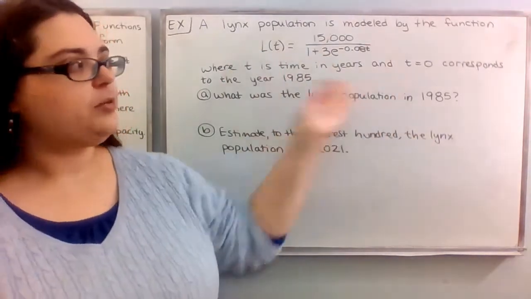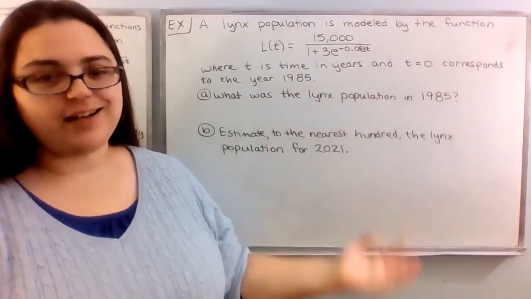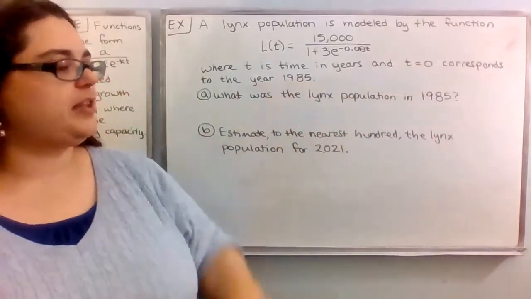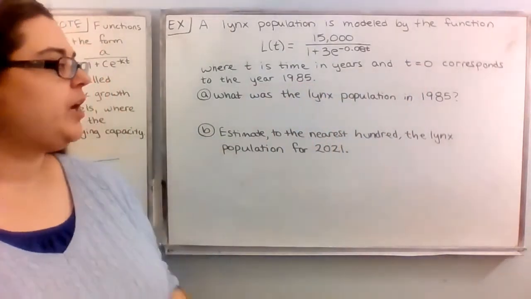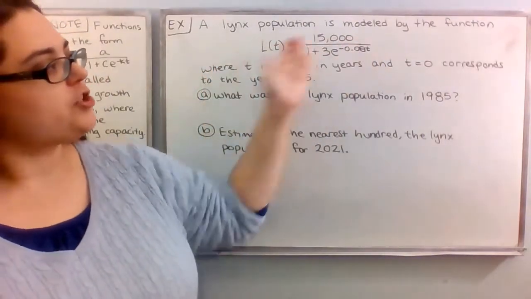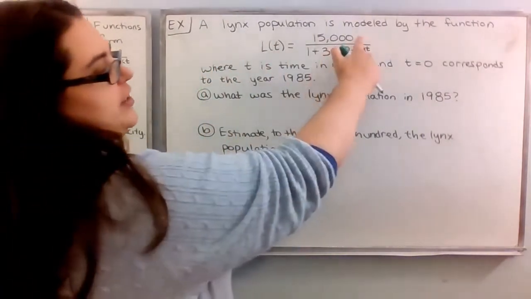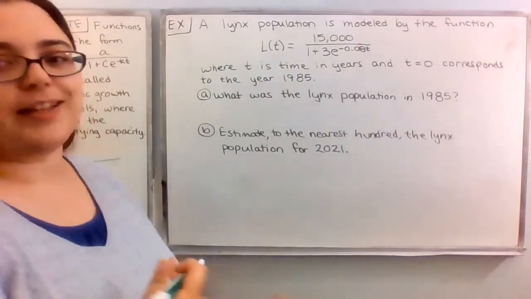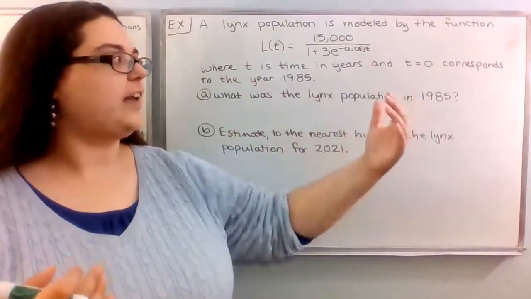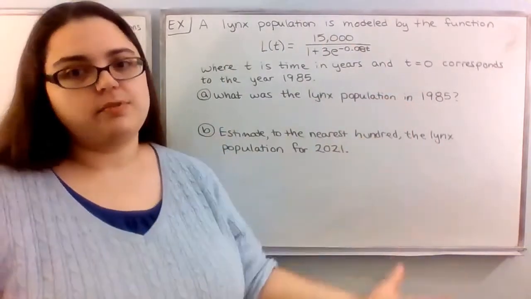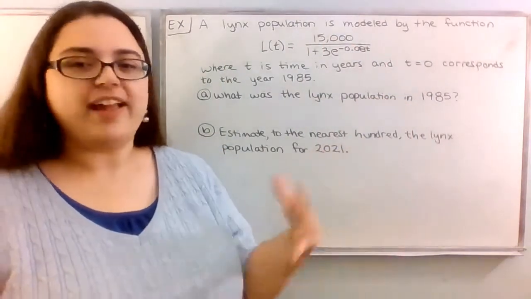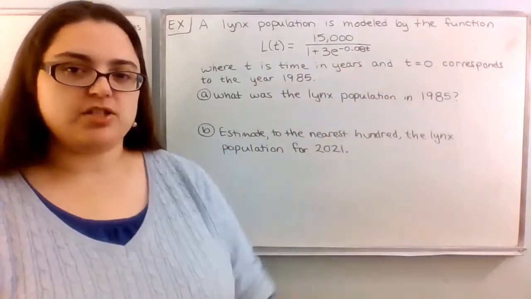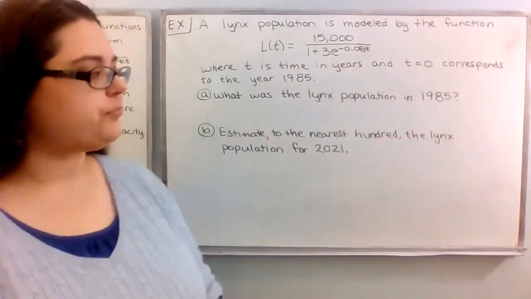So when this study was first done, it must have started in 1985. So the initial time t equals 0 is going to be the year 1985. When I look at this function, this number, the 15,000, that's the carrying capacity for the lynx. That means the lynx can't exceed that population because there won't be enough land and resources and stuff. That's when you'll start to see the population flattening out.